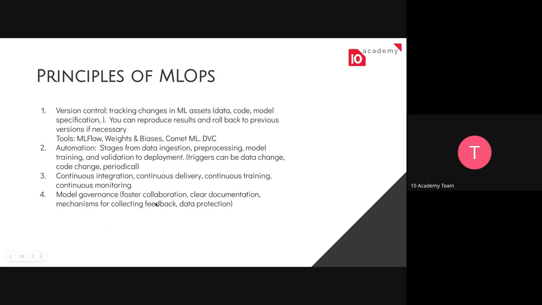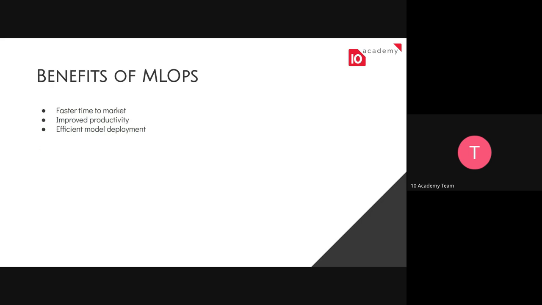Okay, and model governance. This includes clear documentation for everything, for all steps, so that it's easier to maintain and to collaborate with other people, and also for maintaining the data quality as well. So these are the general principles, and the benefit is that it makes things more efficient. It's easier to maintain and easier to improve as well.